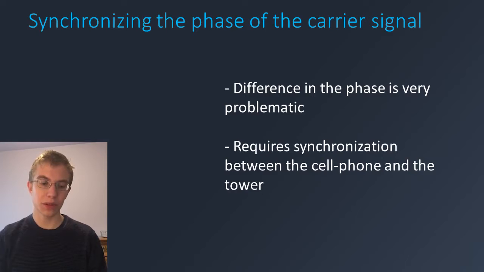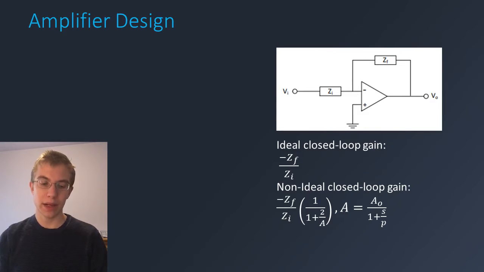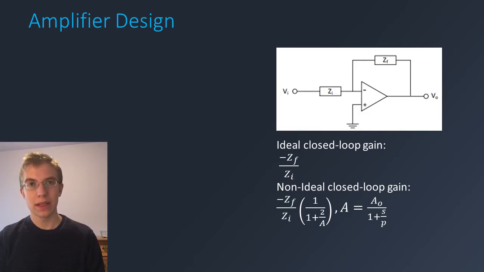These amplifiers and filters are implemented like the op-amp shown on the screen. Assuming the amplifier is ideal, the open loop gain is infinite, and the closed loop gain is simply the ratio of the two impedances as shown. However, assuming the op-amp is not ideal, the open loop gain and the pole of the amplifier on its own has to be factored in. This results in the transfer function as shown.